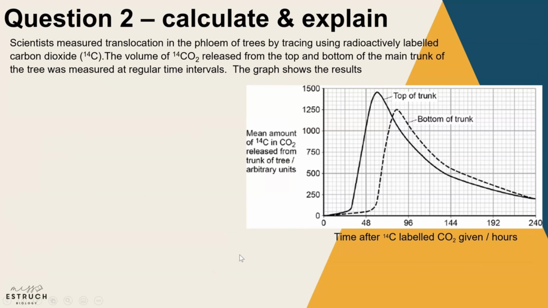So next then, we've got calculate and explain in this question. Scientists measured translocation in the phloem of trees by tracing using radioactively labelled carbon dioxide. So it's an isotope, 14C, a carbon isotope that's incorporated into carbon dioxide. Release from the top and bottom of the main trunk of the tree was measured at regular intervals. And we can see that along here, the time after the labelled carbon was entered as carbon dioxide, and it says hours. So we've got hours as our time unit.